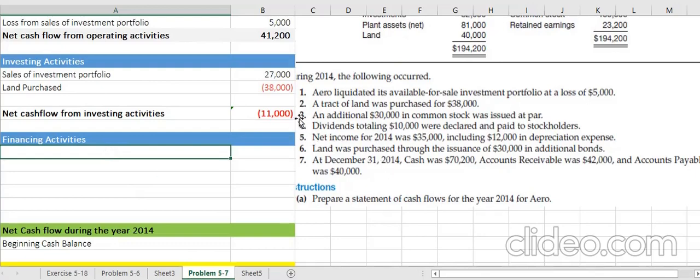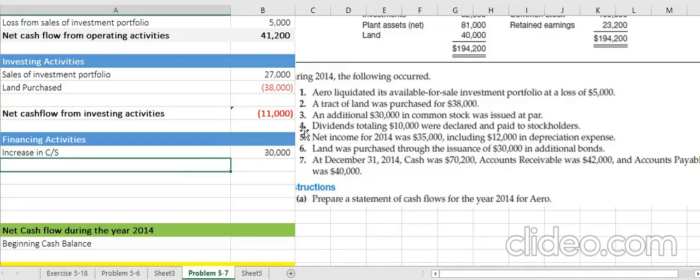Then let's move to the third section of the cash flow statement, which is financing activities. If I go to information number 3, an additional $30,000 in common stock was issued at par. Issued at par means sold at par. When you are selling common stock, you are receiving money from the investors. Receiving money means cash inflow. $30,000 is coming in, so it is positive, because you issued common stock, or you can write here increase in common stock.